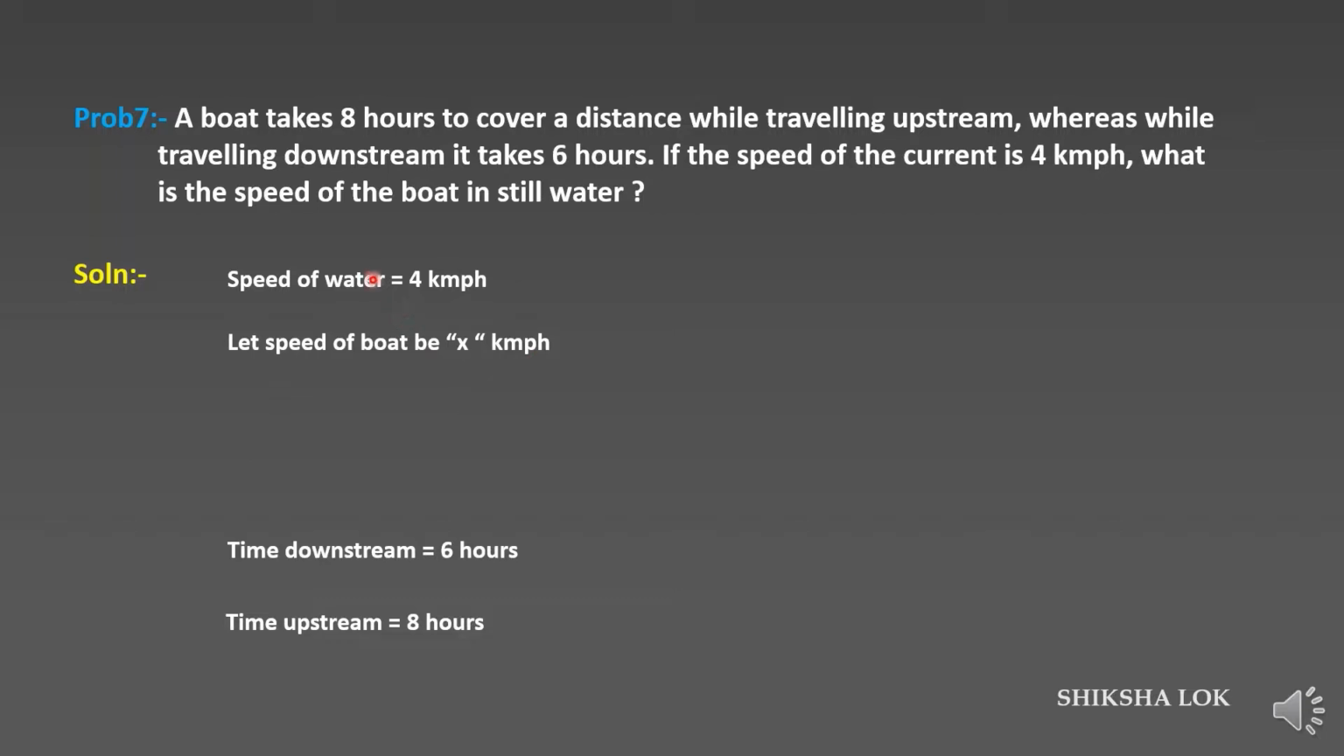So when we add these two speeds, that is water speed and boat speed, we get speed of downstream, that is x plus 4 kmph. For upstream we need to subtract that, so that's x minus 4 kmph. Okay, so we have all the data given and we assumed the data to be found.